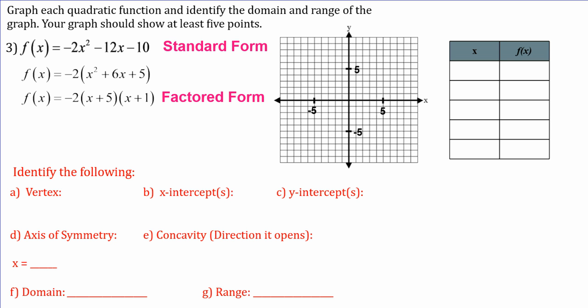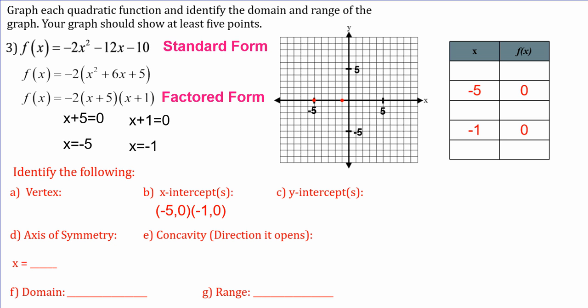Again, factored form is nice for us because we can take each factor and set them equal to 0 to have the x value of our x-intercepts. Both of these equations happen to be addition, so to undo addition, it's subtraction. That gives us values of x being negative 5 and negative 1. And so we now have our coordinates for our x-intercepts.